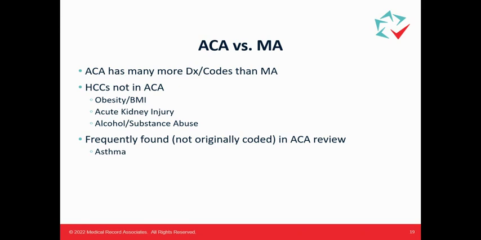All right. So a little bit more about the ACA versus the MA model. The ACA has many more diagnosis codes than MA, of course, because you have OB and we have newborn, right? HCCs not in the ACA: you won't find HCCs for obesity or BMI, for AKI, for alcohol and substance abuse. Although I think that will be changing, but you will not have HCCs in ACA for those three. But again, frequently found, like we talked about earlier, is asthma. That is something that's found in the ACA model that is not in the MA model.